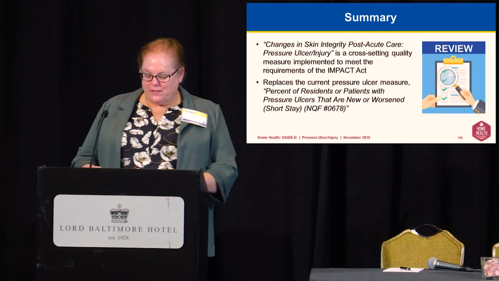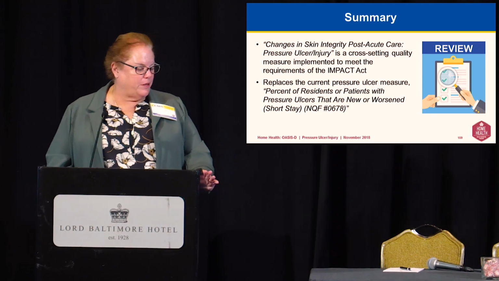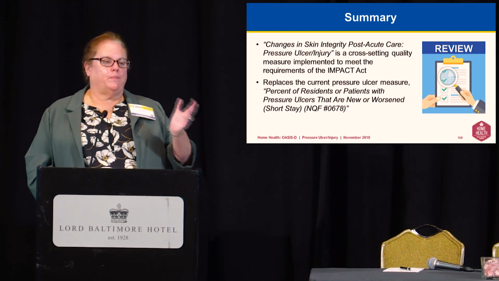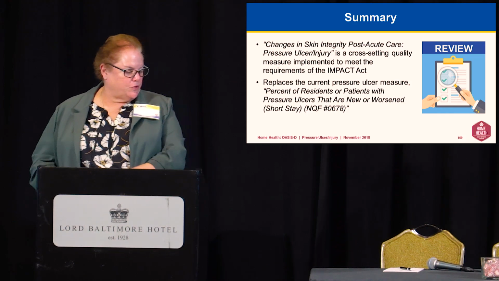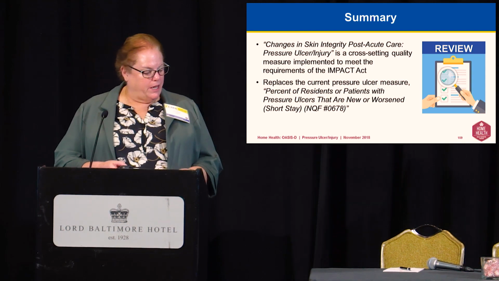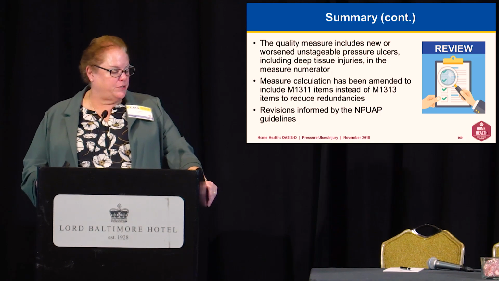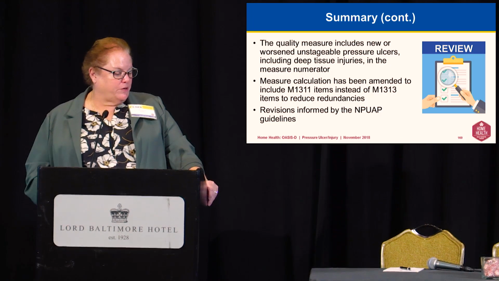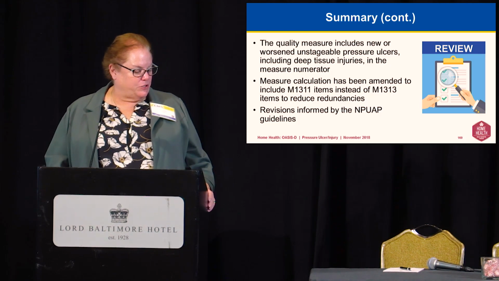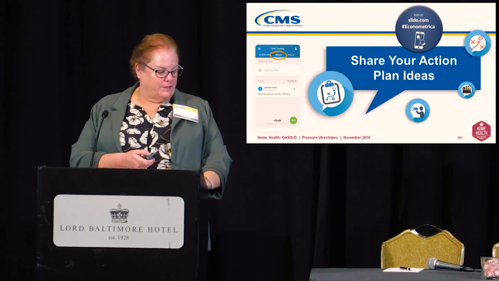Okay. So in summary, changes in skin integrity post-acute care, the pressure ulcer injury is a cross-setting quality measure implemented to meet the requirements of the IMPACT Act. So we're doing this across all of the post-acute healthcare settings. It replaces the current pressure ulcer measure, percent of residents or patients with a pressure ulcer that are new or worsened. And the quality measure includes new or worsened unstageable pressure ulcers, including deep tissue injuries in the measure numerator. And the measure calculation has been amended to include M1311 items instead of M1313 items to reduce redundancies. And the revisions are informed by the National Pressure Ulcer Advisory Panel guidelines.